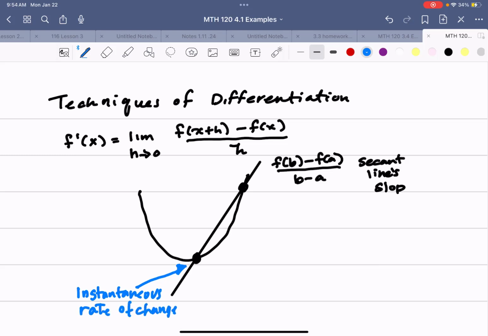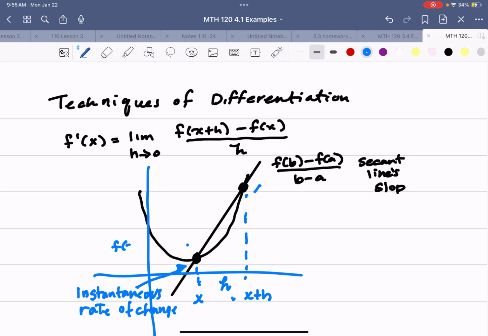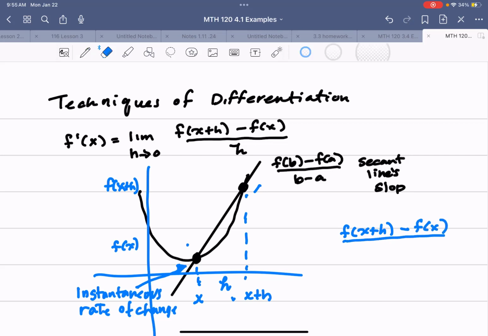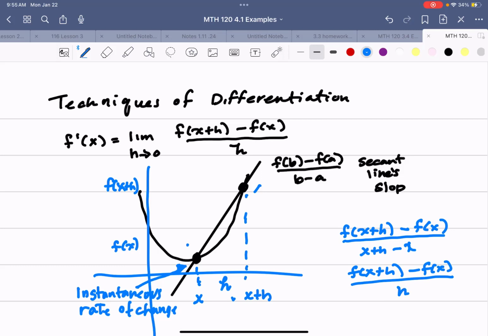what we have to do is recognize that the distance between these two points is h. So the first point occurs at x, and the second point occurs at x plus h. And then the y value, or the function value, would be f of x and f of x plus h. So it's basically the same formula. Second y, which is f of x plus h, minus the first y, f of x, over second x minus first x. We end up with f of x plus h minus f of x over h. Now that would just give us the slope of the secant line between x and x plus h.